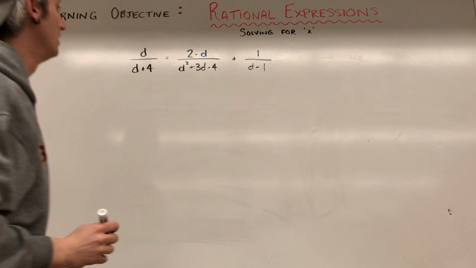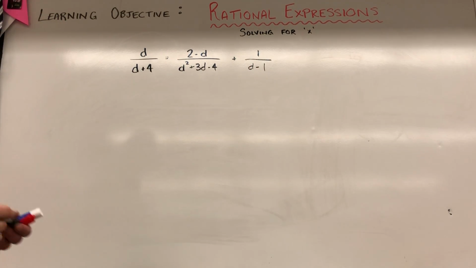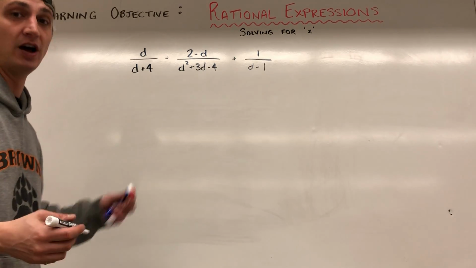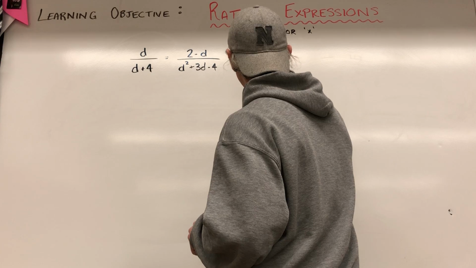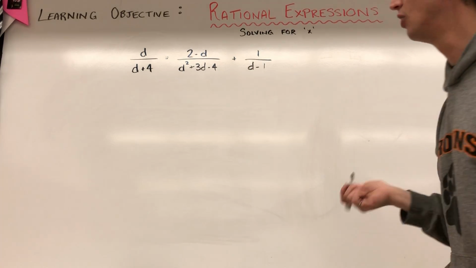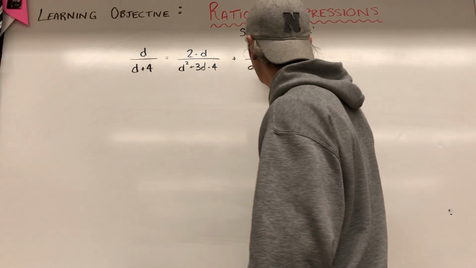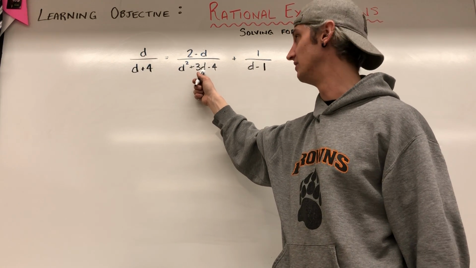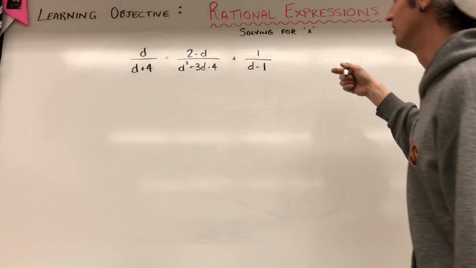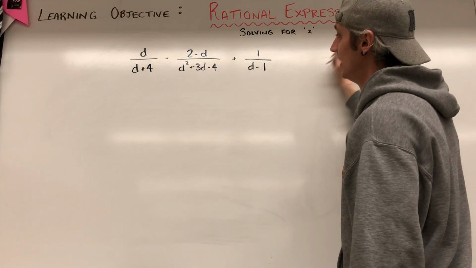Okay, so I'm trying to solve for d here. And again, I've got fractions. I don't want denominators. So the first thing I need to do is figure out what my lowest common denominator is. But in order to do that, I need to factor this. This is not going to help me. So let's factor that.